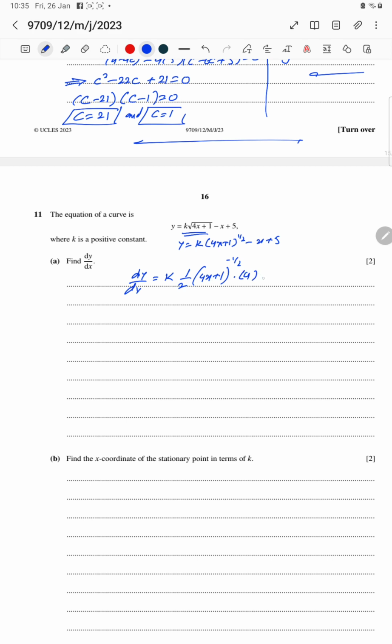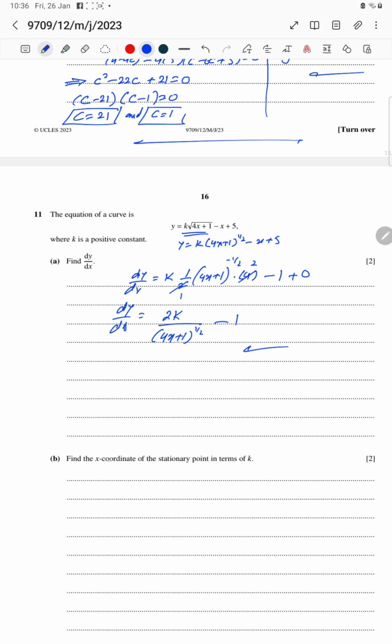The three steps of the power rule, you need to recheck from the last lesson. The derivative of x is 1, the constant is 0, plus 0. So dy by dx is equal to k by 2, and yeah, we can simplify it. 2 ones are 2, 2 twos are 4. We can write it as 2k over (4x + 1)^(1/2), minus 1, because the denominator 2 becomes plus 1 by 2 minus 1. This is the first 2 marks part.